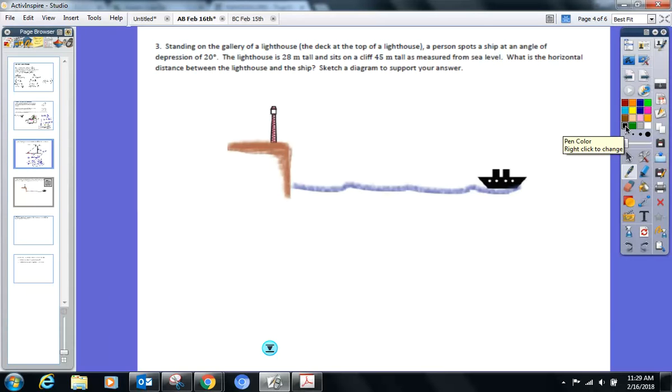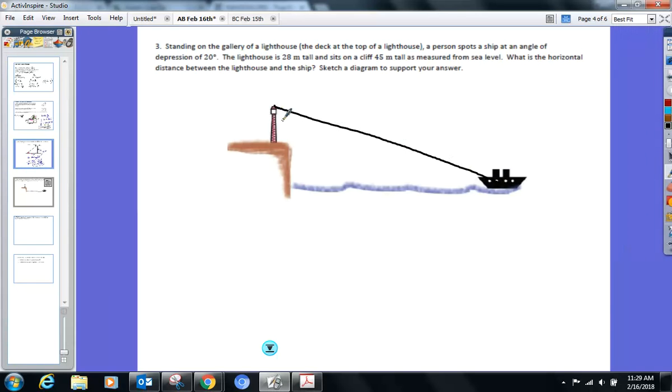All right, here we go. Let's get back to the lighthouse. Standing at the top of the lighthouse, you see the boat at an angle of 20 degrees. That's your angle of depression. So again, standing at the top of the lighthouse, it's the angle formed with the horizontal line of sight. That's going to be 20 degrees. Okay. Drill that. And then what else do I know? The lighthouse is 28 meters tall.